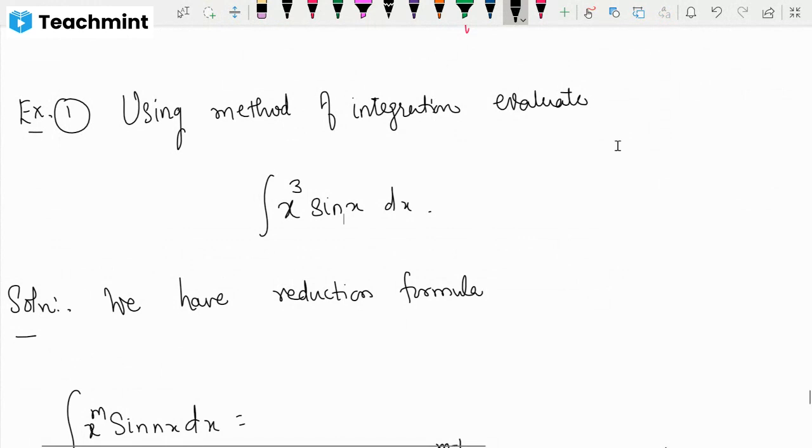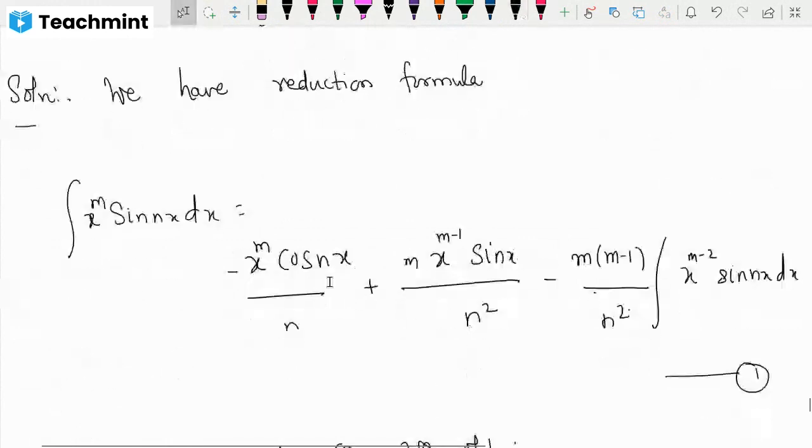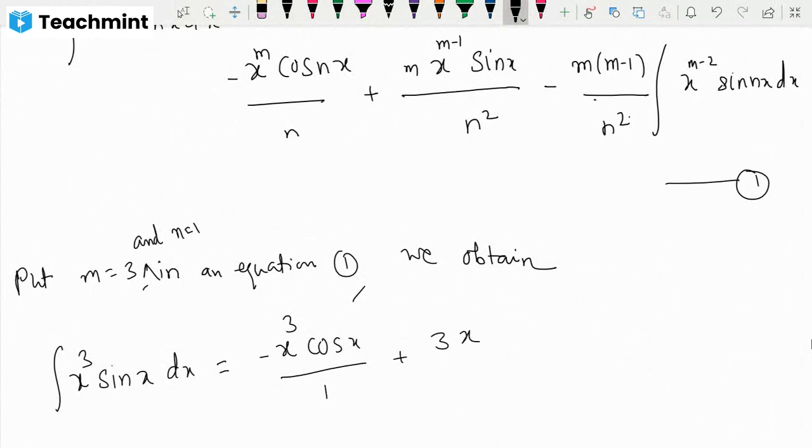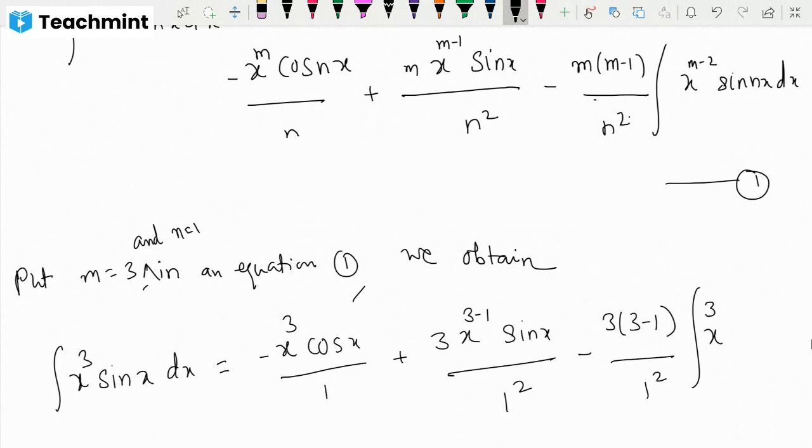x cube sin x dx. So we have reduction formula 1, and here we are putting m equal to 3 and n equal to 1. So we'll get x cube sin x dx equal to minus x cube cos x divided by n, which is 1, plus m, that is 3, x raised to m minus 1, that is 3 minus 1, into sin x divided by 1 square, minus 3 into 3 minus 1 divided by 1 square, integration of x raised to 3 minus 2 into sin x dx.